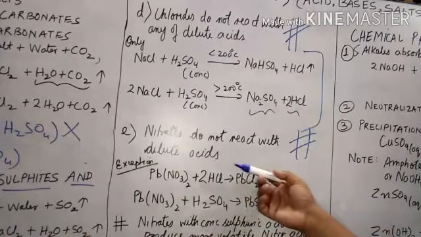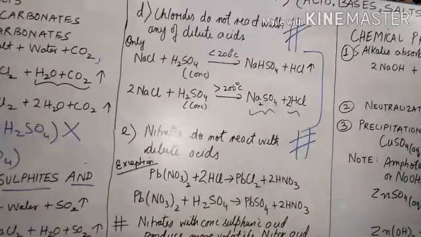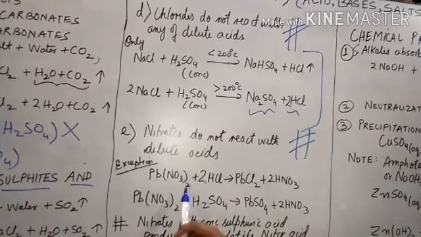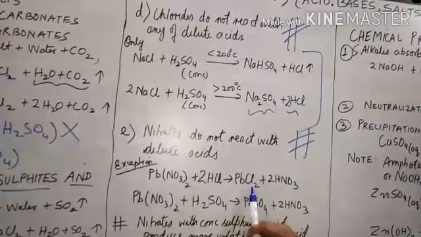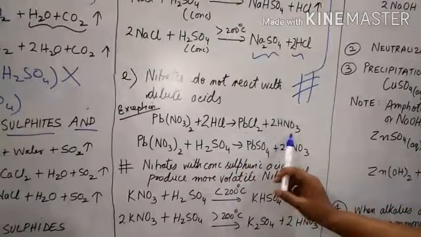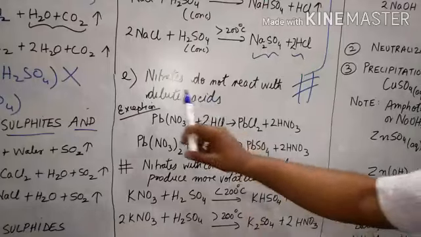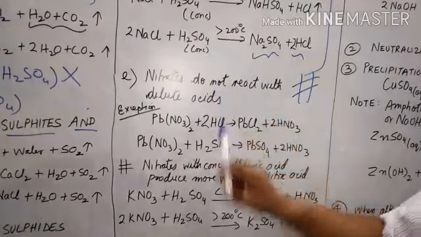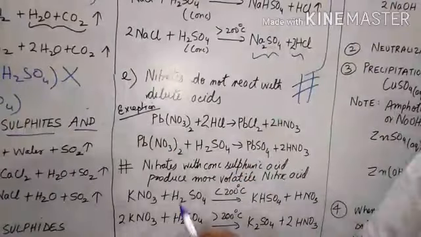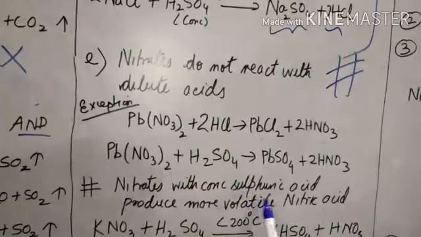Then the second, nitrates. Again, nitrates do not react with dilute acids. But here what we see is that in the case of lead nitrate there is an exception. Lead nitrate reacts with dilute acid to give its respective salt, and all are basically examples of double decomposition reaction. See, lead nitrate plus 2HCl gives PbCl2 plus 2HNO3. So you can cram it that although nitrates do not react with dilute acids, lead nitrate reacts with dilute acids. And one more important reaction: nitrates with concentrated sulfuric acid produce more volatile nitric acid.